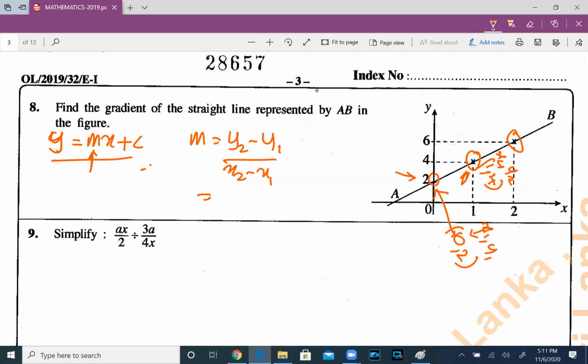So y2 minus y1 over x2 minus x1: y2 is 4 minus y1 which is 2, over x2 which is 1 minus x1 which is 0. So the answer, 4 minus 2 over 1, is equal to 2. So the gradient of the straight line represented by AB in the figure is 2.